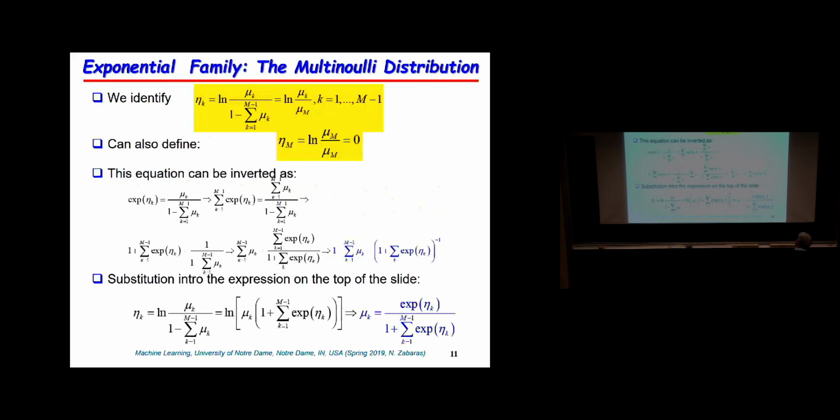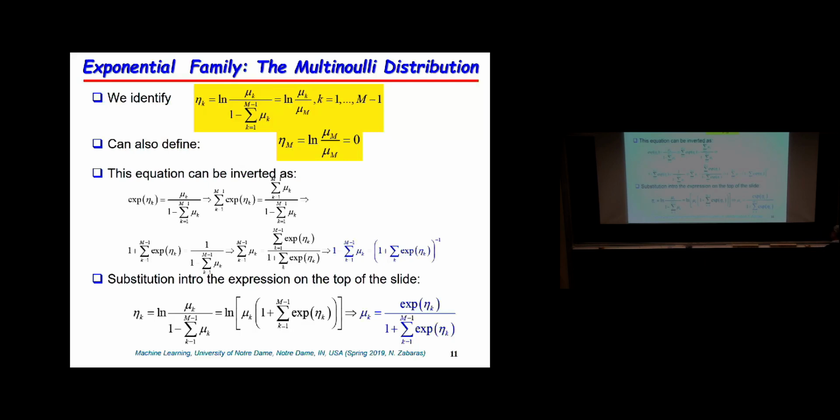So I'm going to give you the final results because the rest is algebra that you can very easily follow. It comes out that the natural parameters basically are eta k equal to log of mu k divided by 1 minus this summation. And actually this summation, you can call it mu capital M, all right? And since this goes from 1 to m minus 1, you can define eta of capital M to be equal to 0, all right? I mean, you can immediately see according to this definition, if you put k equal capital M, you get log of 1 equal to 0. All right, so that's our natural parameters.